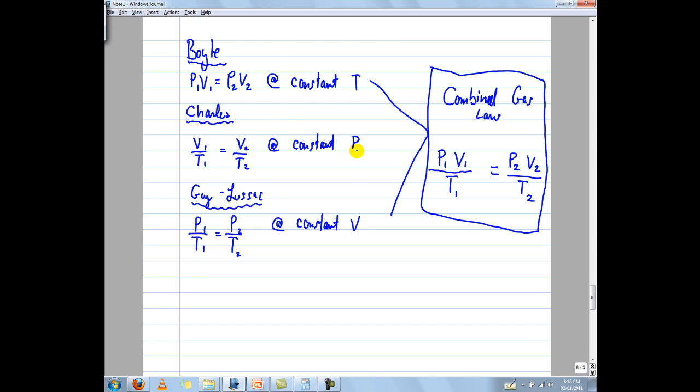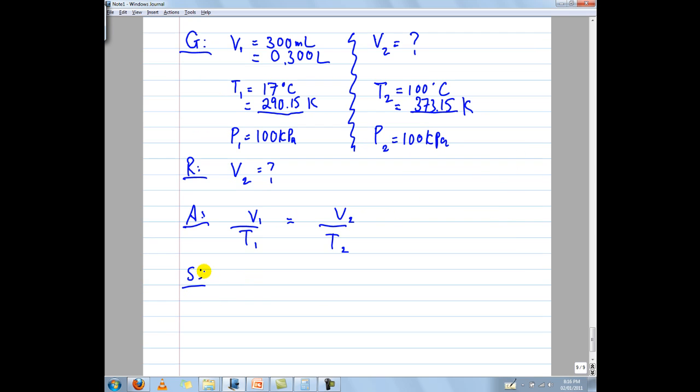Charles's law at constant pressure. Now S stands for solve. At this point, I'm going to start plugging in numbers. V1 is 0.300 liters. T1 is 290.15 kelvins. Volume 2 is what I'm trying to find. And temperature 2 is 373.15 kelvins.